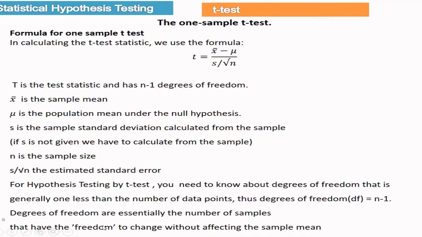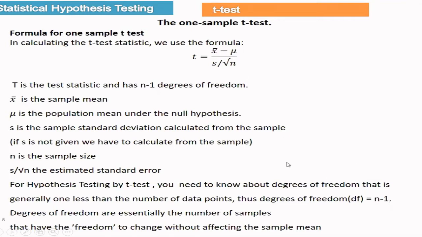The degree of freedom is simply the number of samples that have the freedom to change without affecting the sample mean. Here, only for the population do we know the mean, so we are doing the minus 1. This is the degree of freedom for the samples, because there is only one parameter, that is mu, which is known, so we have to give minus 1.